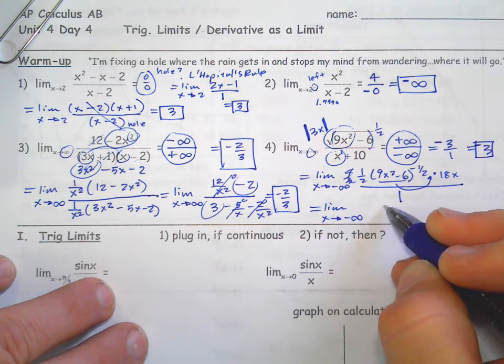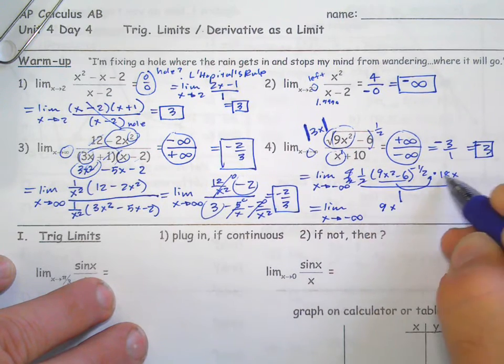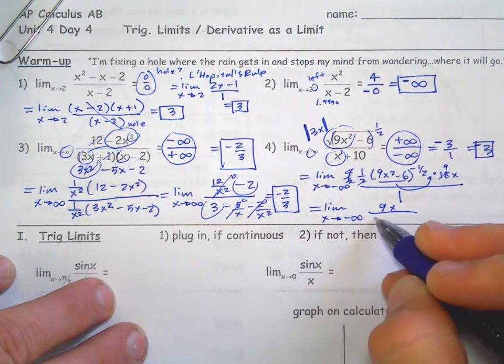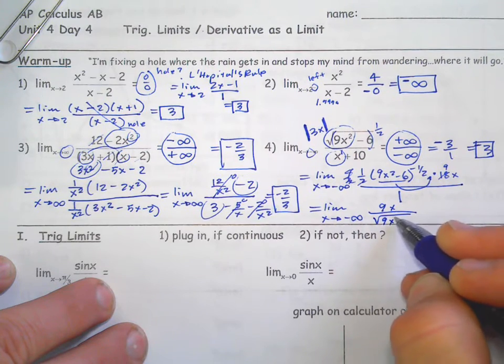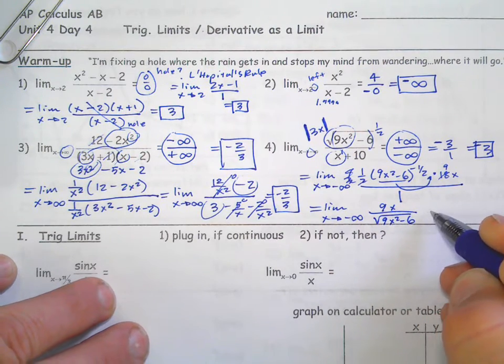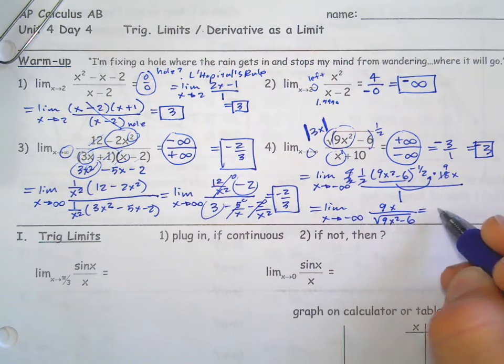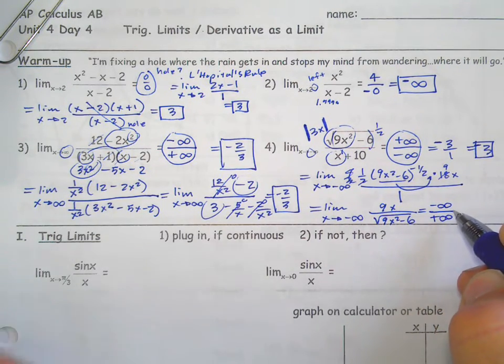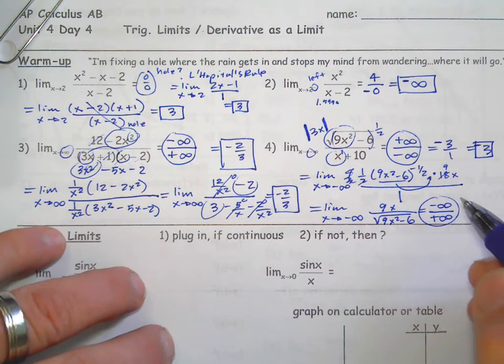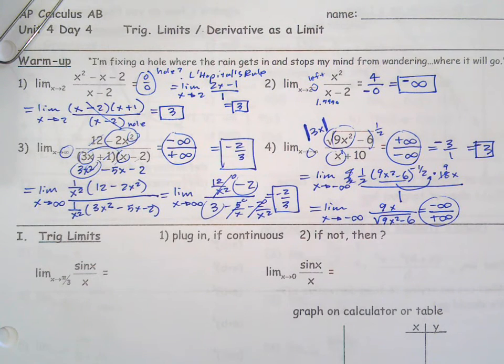We would get a 9x, because the 2 we reduce to 18, and then this would all be in the bottom inside of a square root because that's a negative exponent. And then if we were to plug infinity into this, we would get negative infinity over positive infinity. So I think this is probably bad because I think we're just going to go in circles here. I don't think it's going to lead anywhere, but you could try.